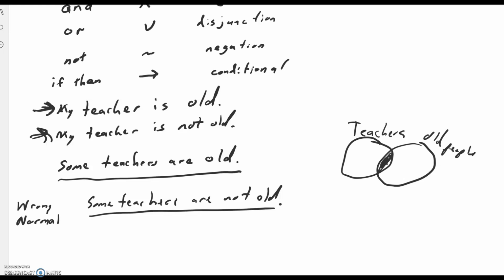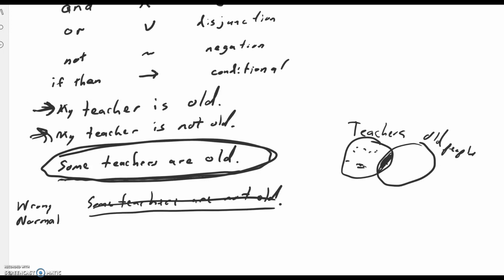But look, here are some teachers that are not old. And here's some teachers that are old. And in no way are those opposites. They kind of can mean the same thing. They don't mean exactly the same thing, but they can mean the same thing. So a way of looking at negation is, what has to happen for this to be false? If I think it's false that some teachers are old, what has to happen?